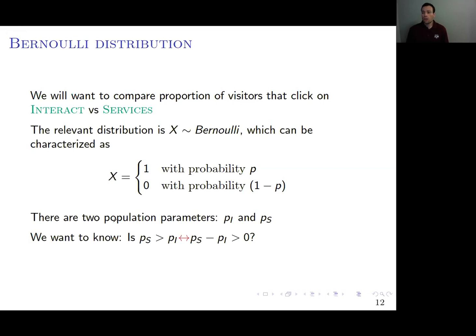So there are going to be two underlying population parameters, P sub I and P sub S. These are the true underlying proportions of times that a person would click on the interact banner versus the services banner. The underlying question might be, how do these proportions compare to each other? In particular, is the services proportion greater than the interact proportion? That's what we're trying to decide here today. We can think of this as the arithmetic difference between these two population parameters, and ask whether it is strictly positive or not.